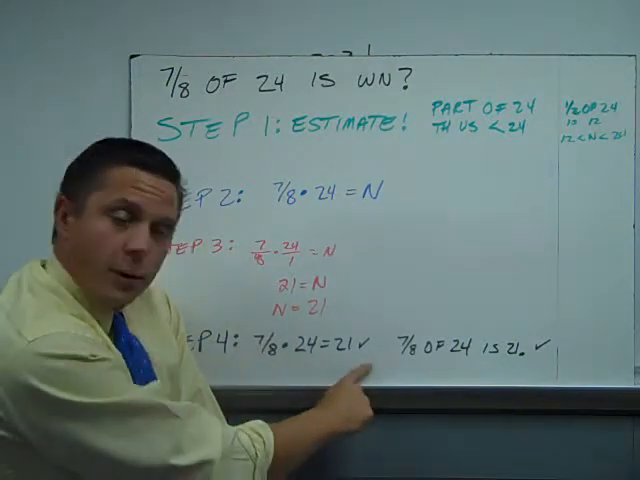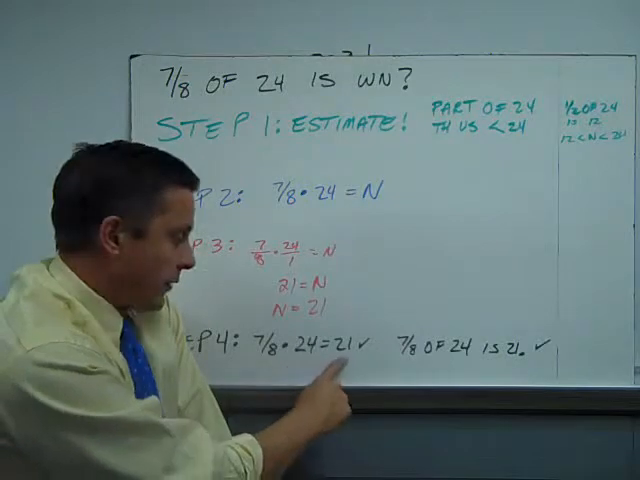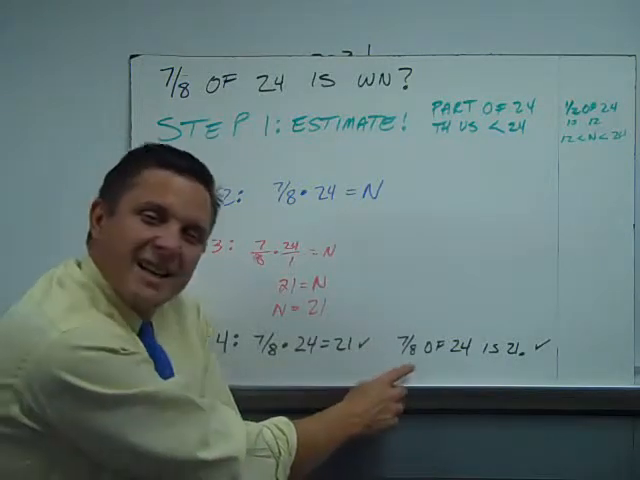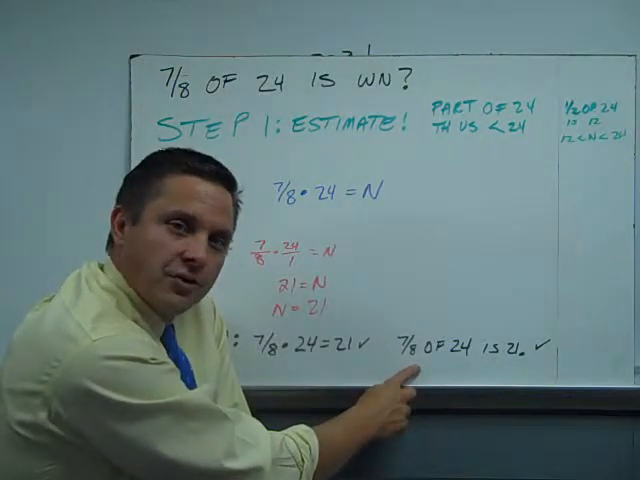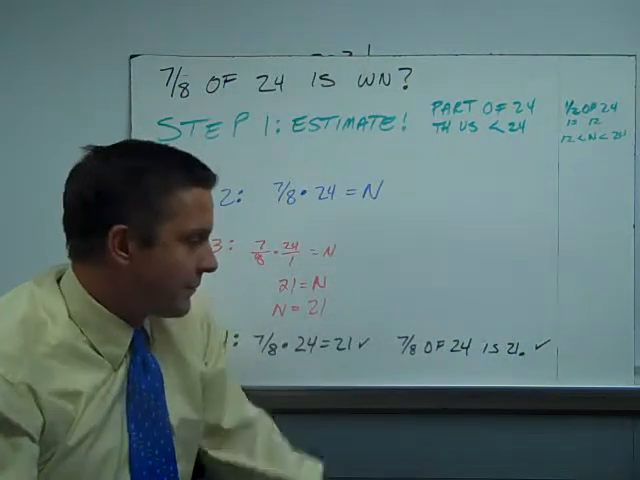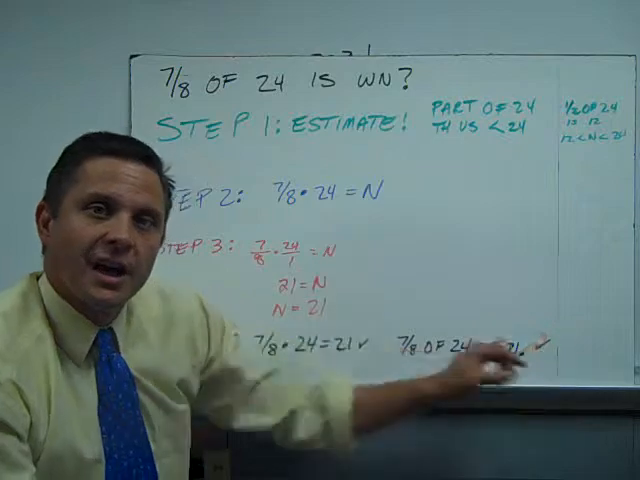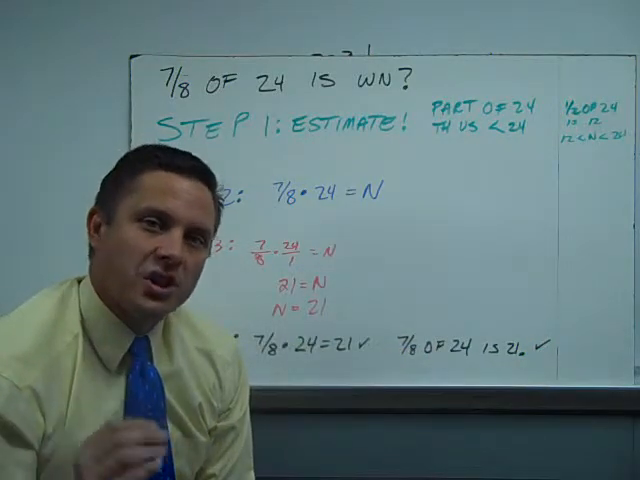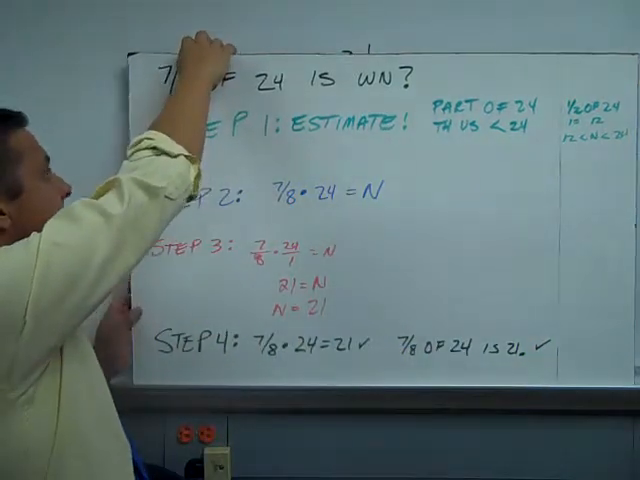Does it make sense in my formula? 7/8 times 24 equals 21. That checks out. Does it make sense in my English expression? 7/8 of 24 is 21. And the answer is yes. And again, that is how we check our answer, step 4.